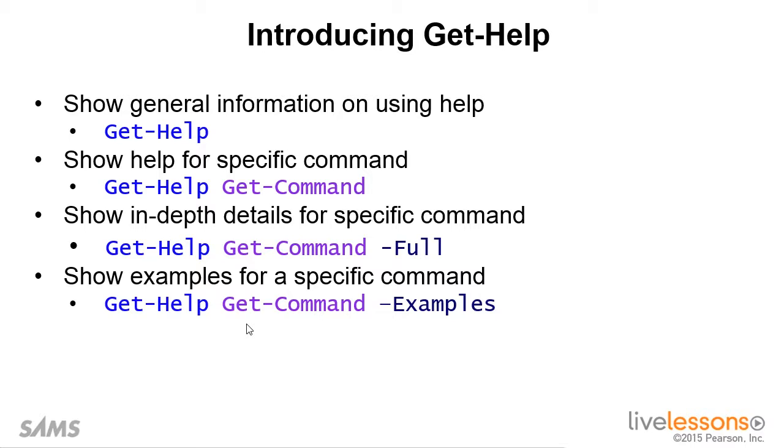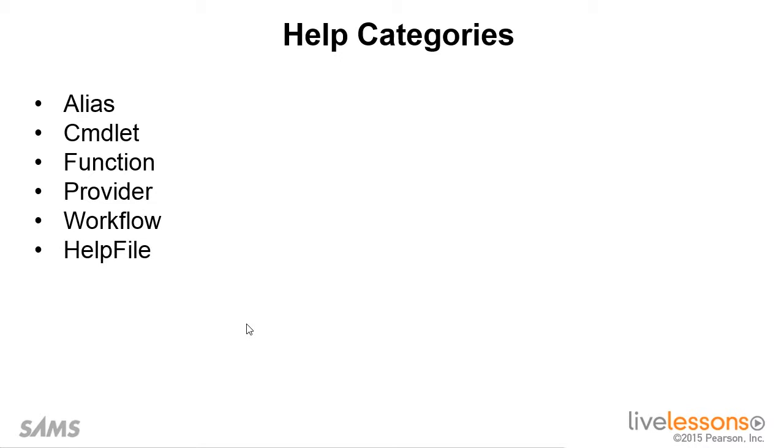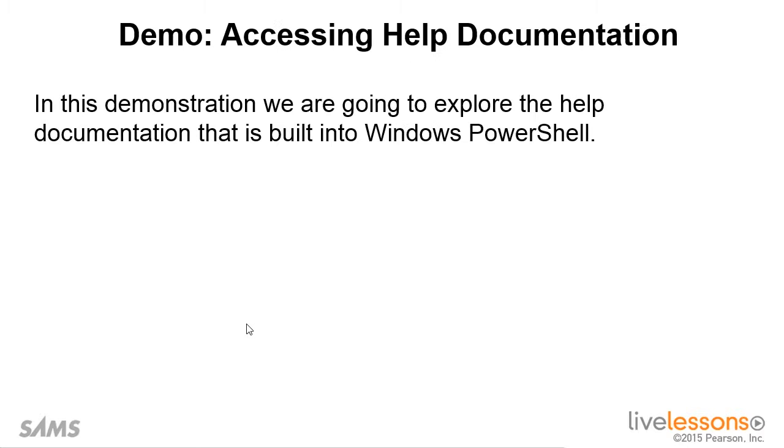When you're talking about the different help documentation, there are different help categories. There are help documentation for aliases, for commandlets, for functions, for providers, for workflows, and then help files. Help files is a very unique one, which is a more broad topic than just a single command. Let's take a look at this by doing a demonstration on how to access the help documentation.